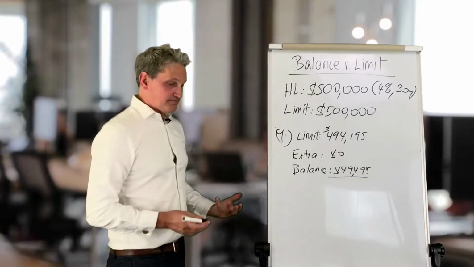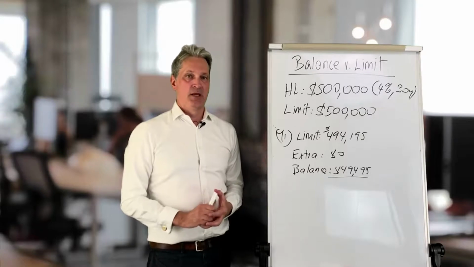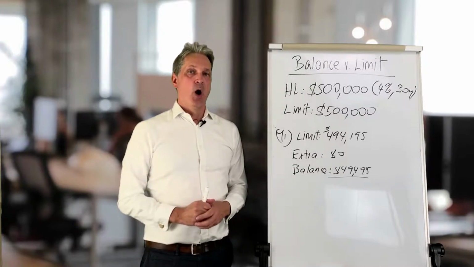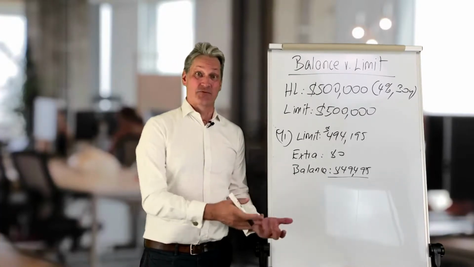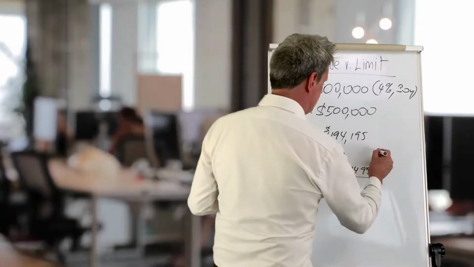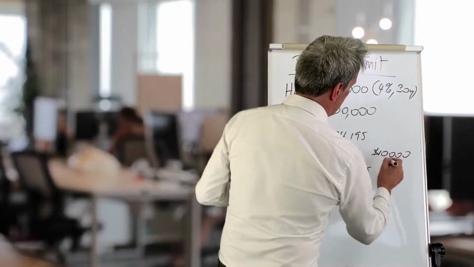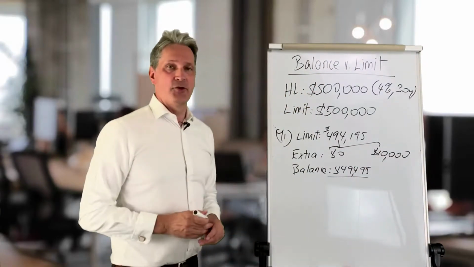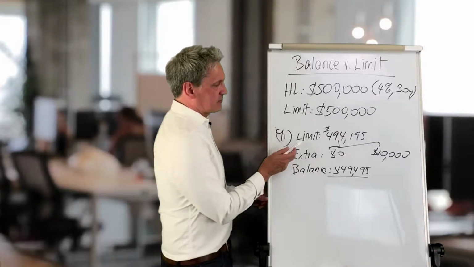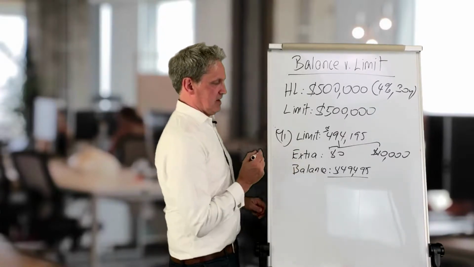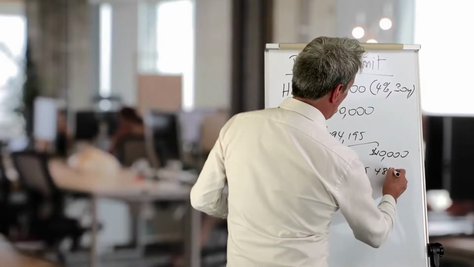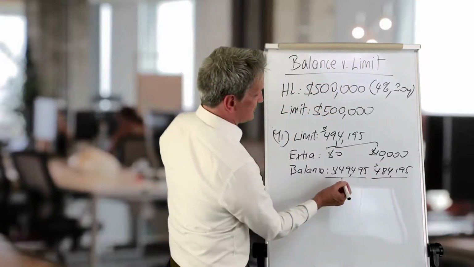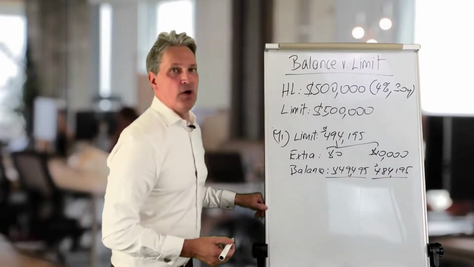All right? Now, what happens if you make extra repayments? What if you came into some money and you decided to put that into your home loan? What if you decided to make some extra repayments with each repayment? Let's assume that you've made $10,000 worth of extra repayments over that year. What is now your balance? Remember, your balance is the difference between your limit and the extra repayments. So in other words, your balance now would be $484,195. You can see the difference. Here's $494, here's $484.